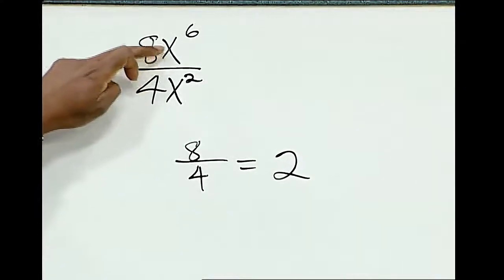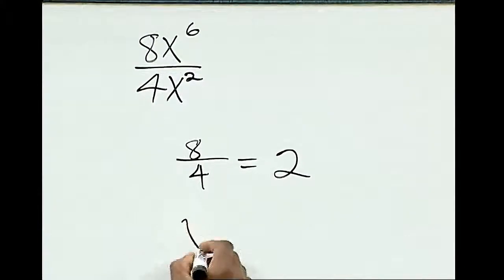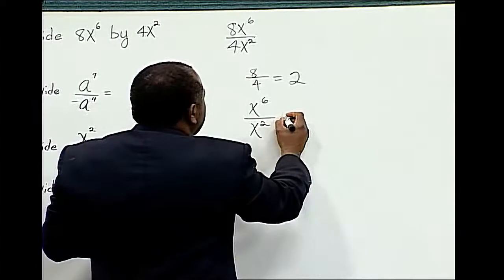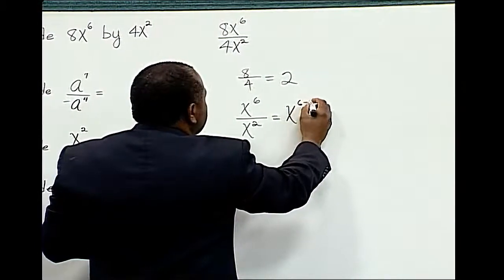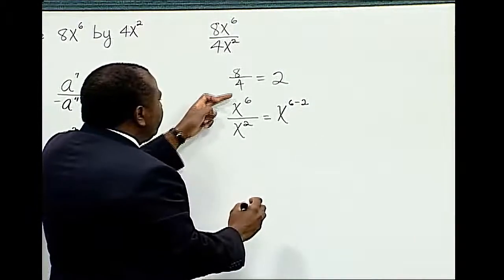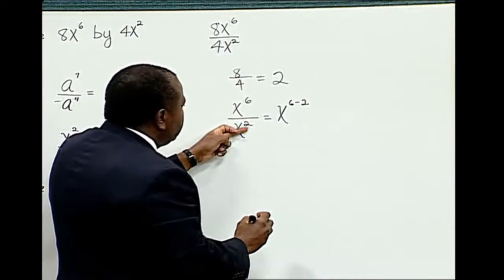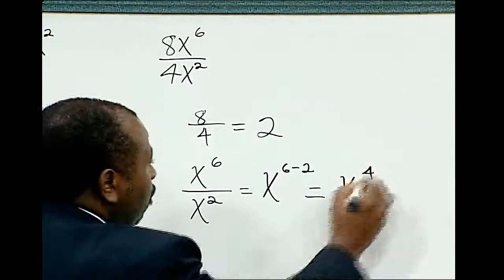Now let's divide x to the 6th power by x to the 2nd power. X to the 6th power divided by x to the 2nd power is equal to x to the 6th minus 2, because when we divide algebraic expressions, we subtract the exponents. And this is equal to x to the 4th power.